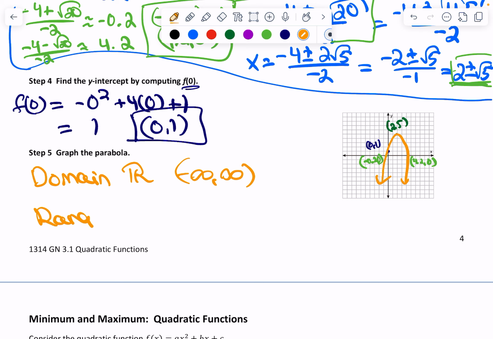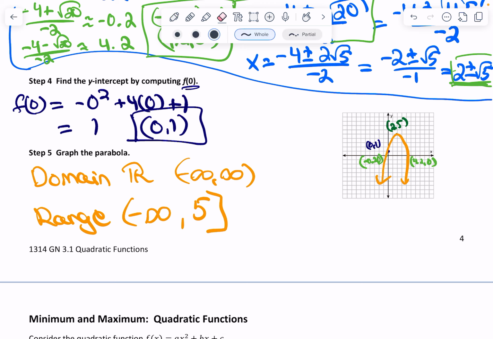Range, on the other hand, starts from negative infinity. It goes up to where the vertex is. The y-coordinate of the vertex is 5, so that is going to be our range. And 5 is included. Negative infinity is always with a parenthesis, and 5 is a bracket because it is included.